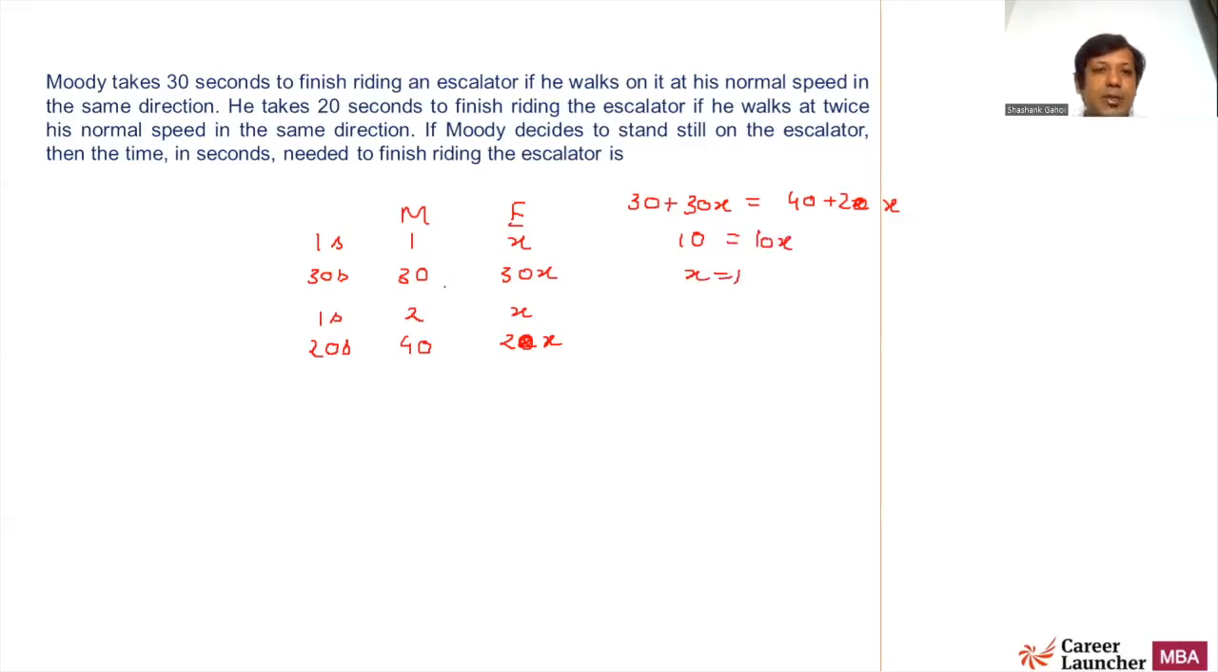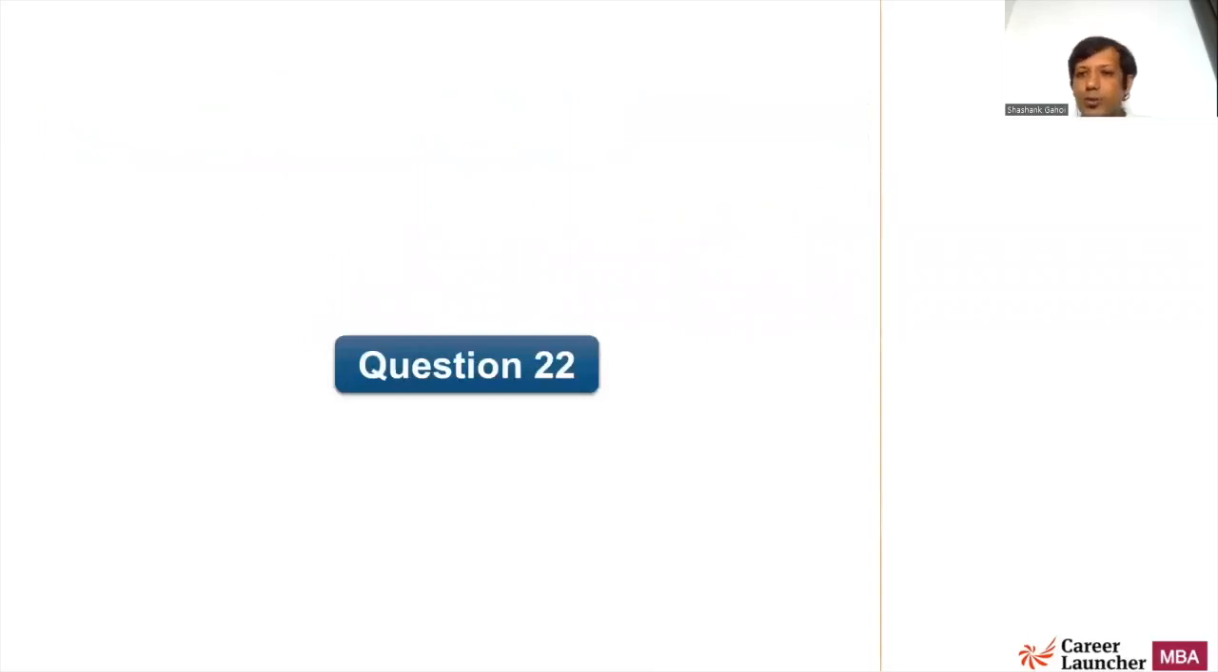So if x comes out to be 1, so this is 30, this is 30. So my total number of steps are going to be 60. So my answer of this question is going to be 60. So 60 steps, and that's it. Pretty doable, pretty easy. Now question number 22.